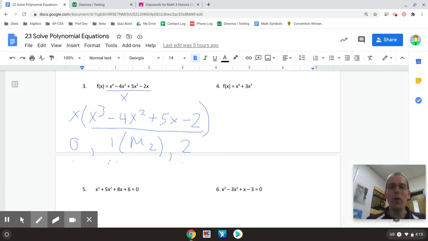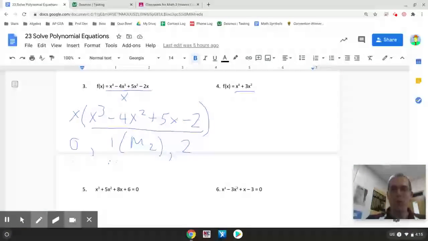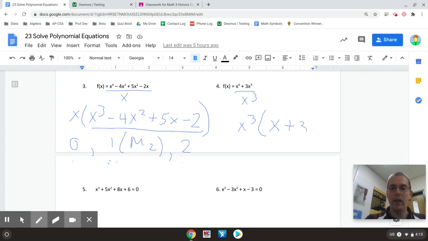On number 4, if you have that one, you still look for a GCF. GCF is x to the third. Write down your x to the third. Then what you have left when you factor is just an x plus 3. You could graph this to get an x-intercept, but I hope you might not need to. X to the third gives you a value of 0, but that exponent of 3 does mean that has a multiplicity of 3. And then if x plus 3 is the factor, the solution is negative 3.